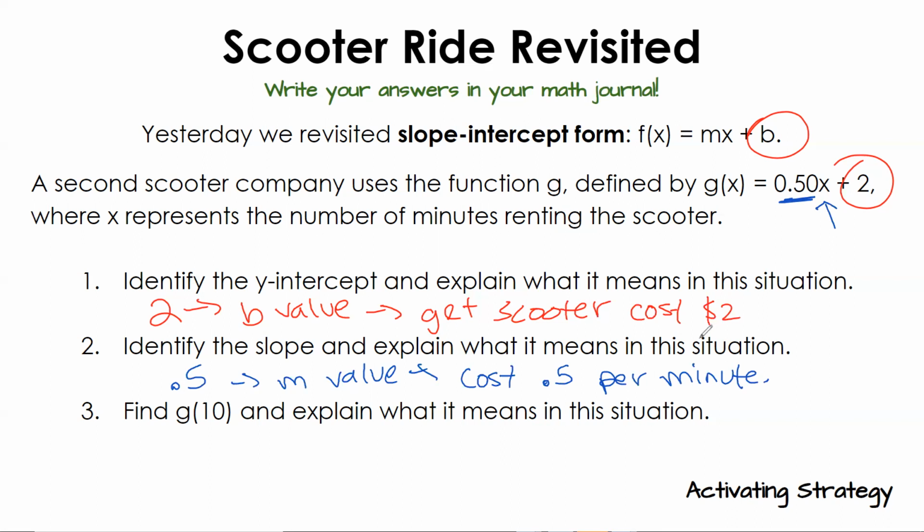Now, how do we find g of 10? Okay, so we're gonna plug in 10 in for x. So 0.5 times 10 is 5. 5 plus 2 is, okay, so it's gonna cost me $7 for 10 minutes.